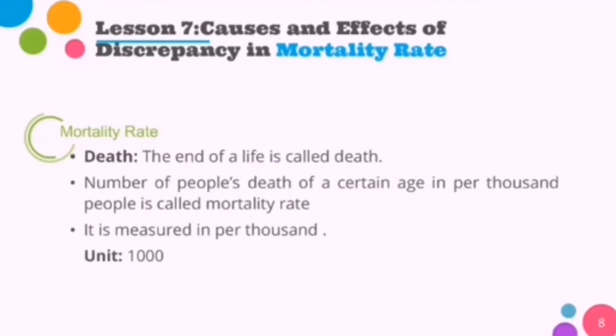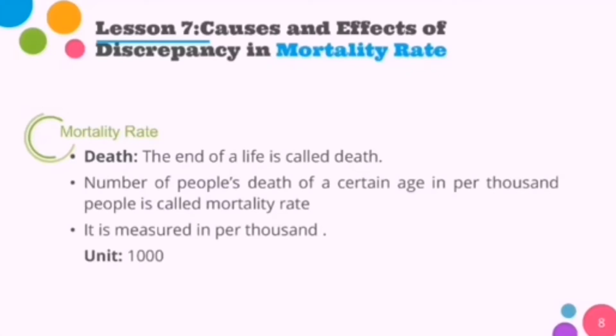We know the end of a life is called death and number of people's death of a certain age in per thousand people is called mortality rate. Mortality rate can also be called as death rate. I'm saying again, number of people's death of a certain age in per thousand people is called mortality rate.